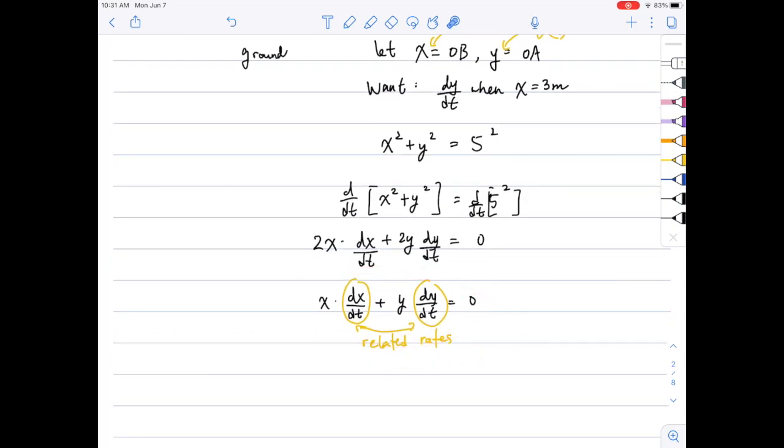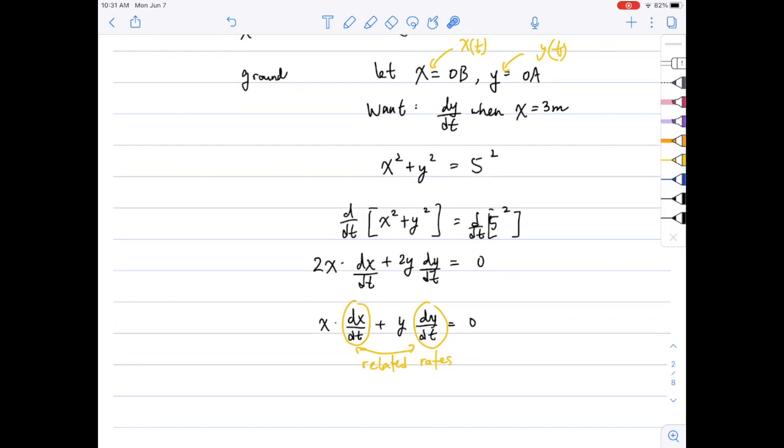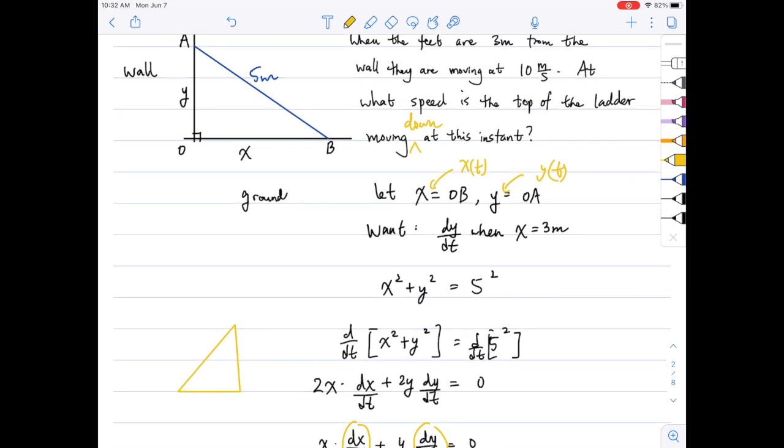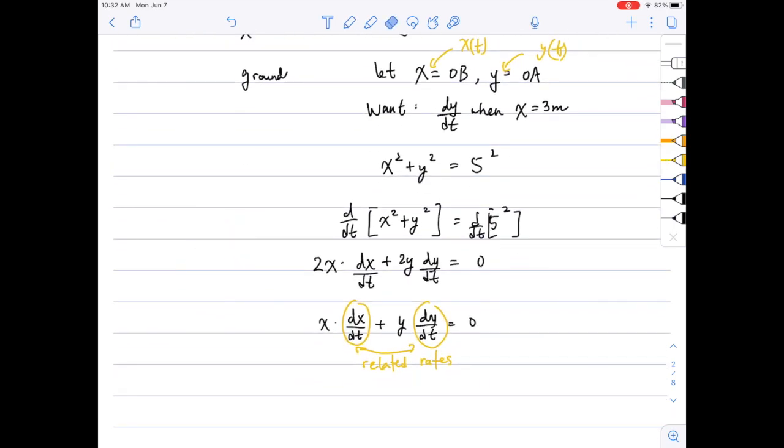Now what we want is dy by dt when x is 3 meters. So we can substitute 3 for x. But when we substitute 3 for x, we have to be careful. We have to be able to find y. To find y, we can make another triangle here. I'll just make it on the side. So when x is, oh, my triangle is in the opposite direction.